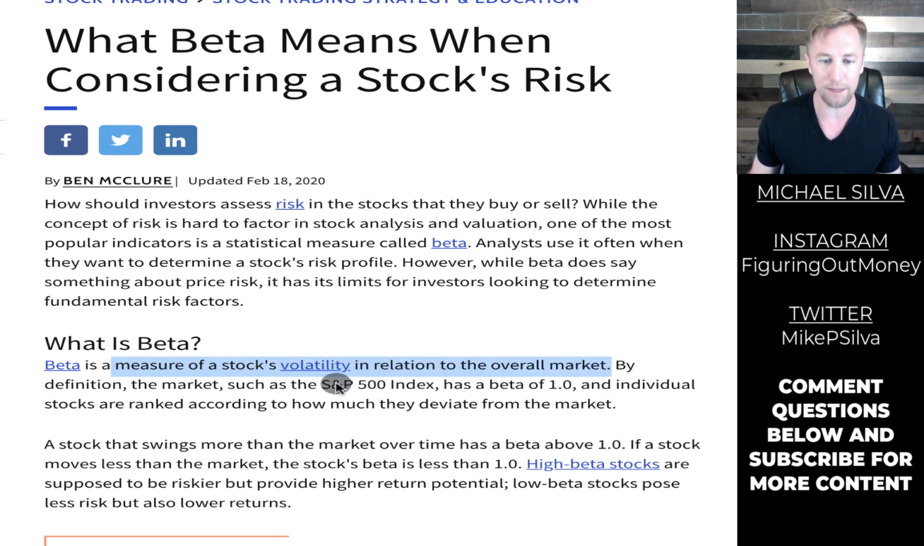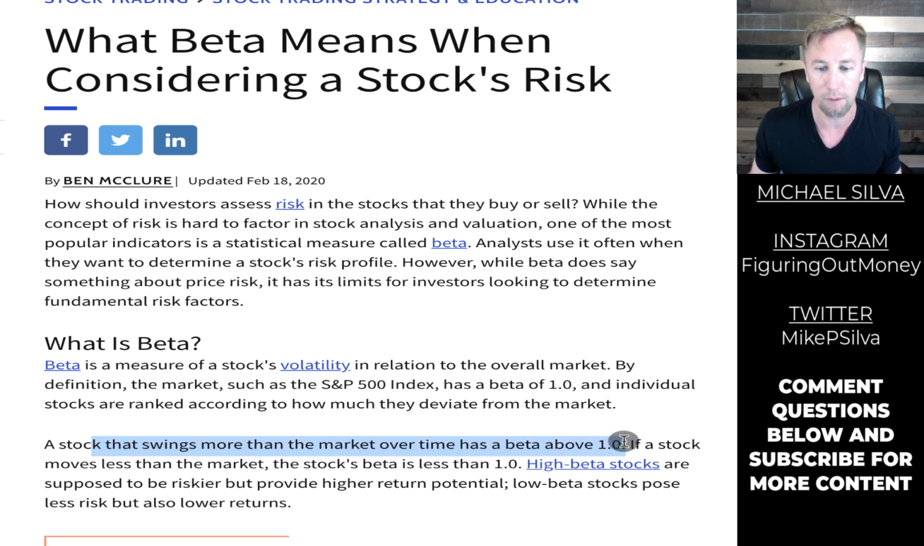So if the S&P 500 index has a beta of 1, the individual stocks that deviate from it will determine what their beta is. A stock that swings more than the market over time has a beta of above 1, also known as a more volatile stock. If a stock moves less than the market, the stock beta is less than 1. So high beta stocks are supposed to be riskier, but provide higher return potential. So that is the first thing that we'll be looking for at FinViz, the volatile stocks.